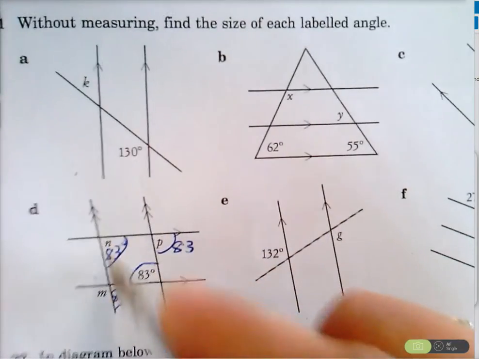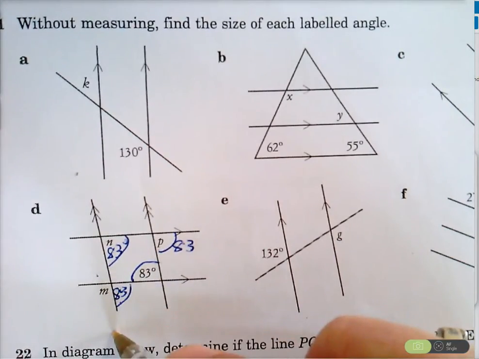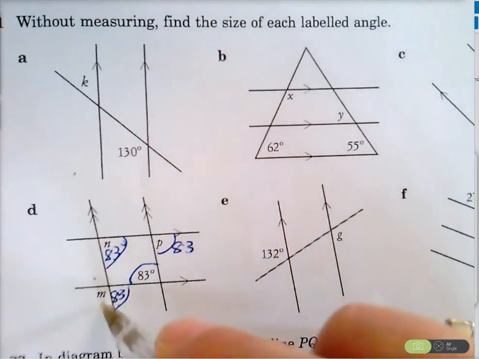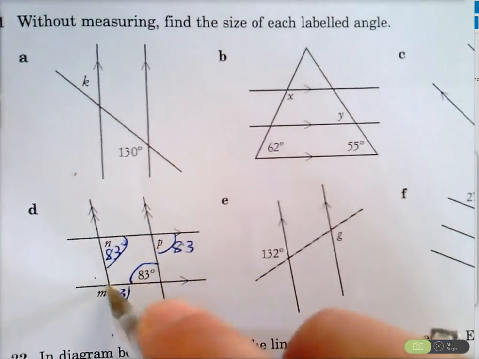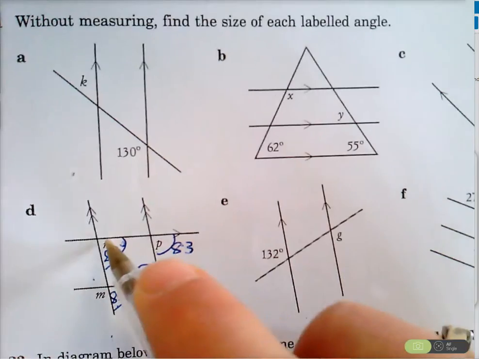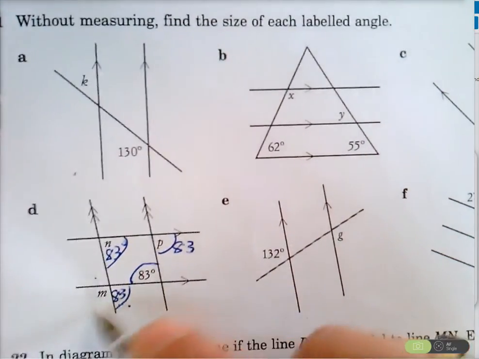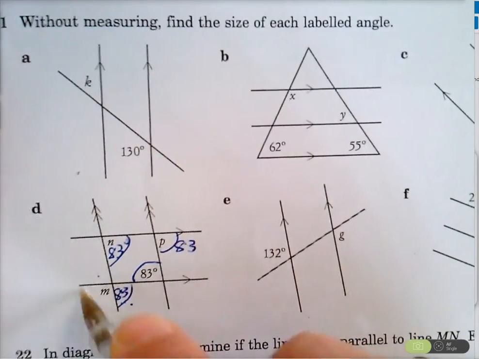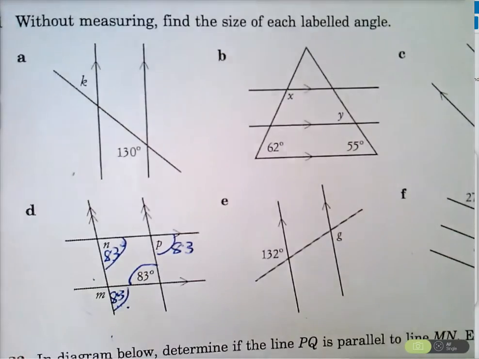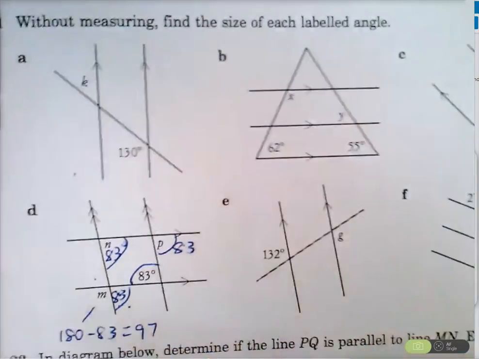So corresponding with N there, but you could have done alternate here. Can you see that? You've got two sets of parallel lines. You might want to trace them in different colours. So you could have, this 83 is 83 either because of corresponding with the N or alternate with the other 83. Do you see it? And then what do you do here? Straight line. So 83 and 180 minus 83 is 97.